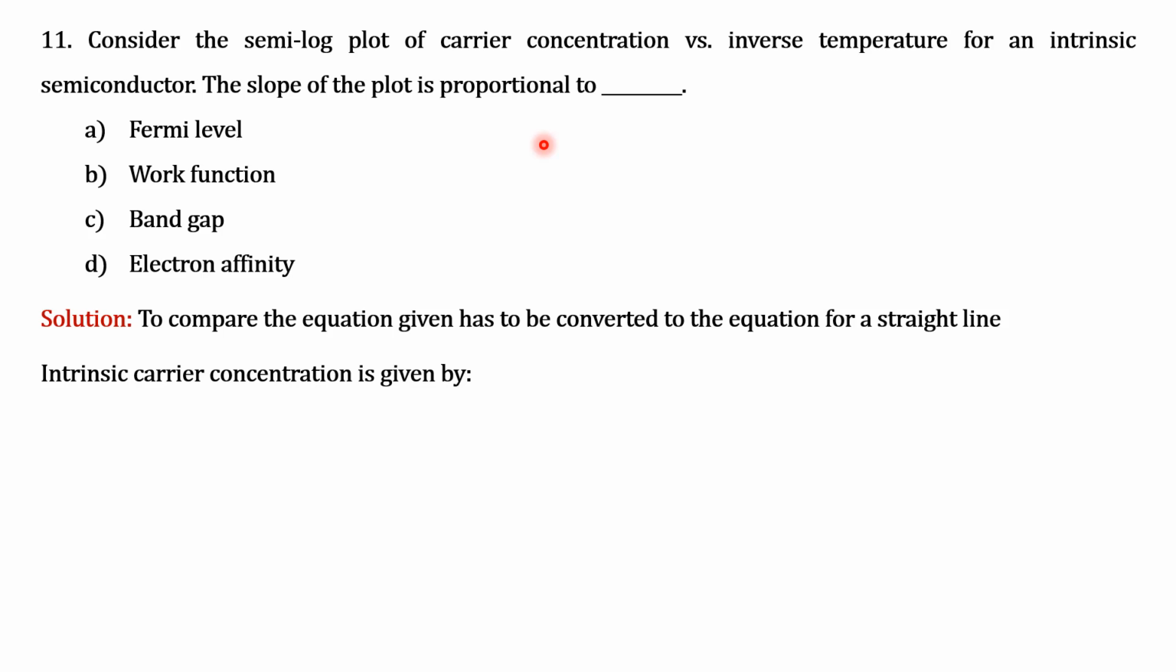So I'll give you a few hints. Intrinsic carrier concentration is ni is equal to root of Nc Nv e to the power minus Eg by 2 times Kb into T. So this we have to convert into the equation for a straight line. Whenever we convert, we take natural logarithms on both sides: ln ni equals ln root of Nc Nv plus the exponent, minus Eg by 2 times Kb into T.